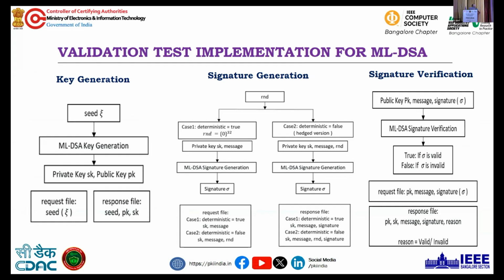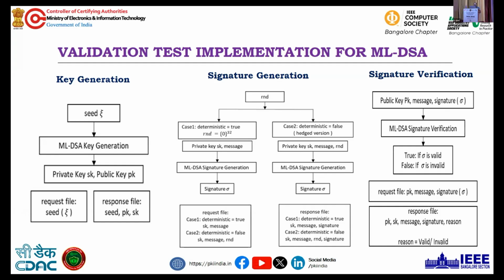As algorithm FIPS 204 has three implementation criteria, there are three modules: key generation, signature generation, and signature verification. For the key generation module, we have taken a 32-byte random seed, which is given to ML key generation, and they generate the public key and private key. So in the request file, it is taken as a seed value, and for the response file, it is PK and SK, public key and private key.